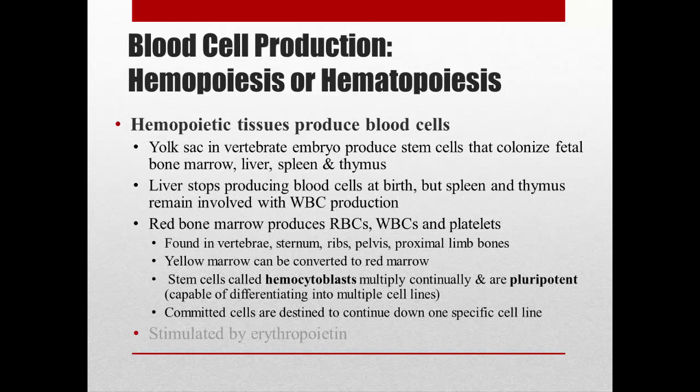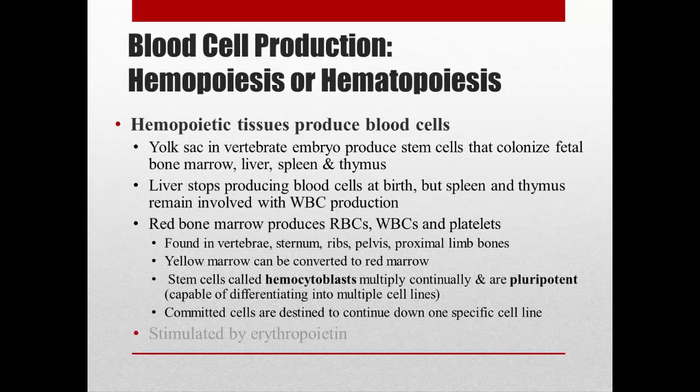The stem cell that is involved in making blood cells is called a hemocytoblast. It multiplies continually, and it's considered to be pluripotent. That means it's capable of differentiating into multiple cell lines. So that one hemocytoblast can become a red blood cell, a white blood cell, or a platelet. So it can become different types of blood cells. But once it's committed down one pathway, it's got to stick with that pathway. It can't go back and say, oh, I started to head towards a red blood cell, but now I need more white blood cells, so I'm going to take those cells and make them into white blood cells.